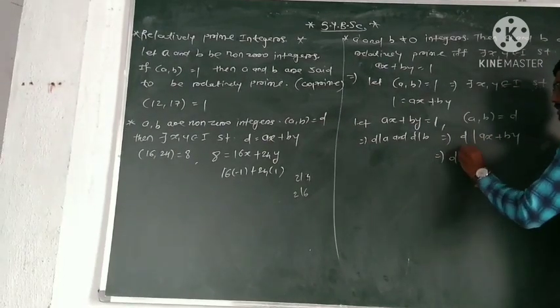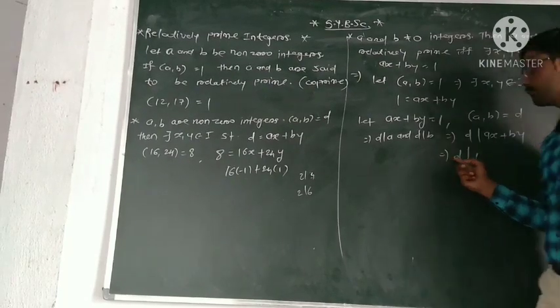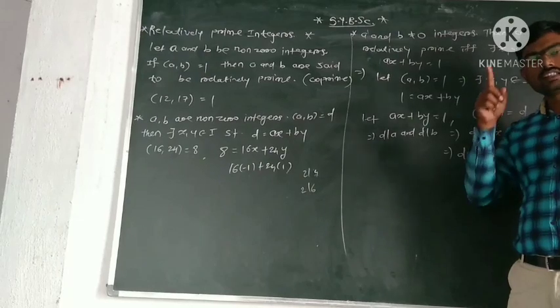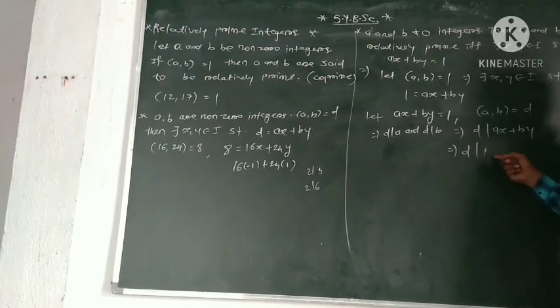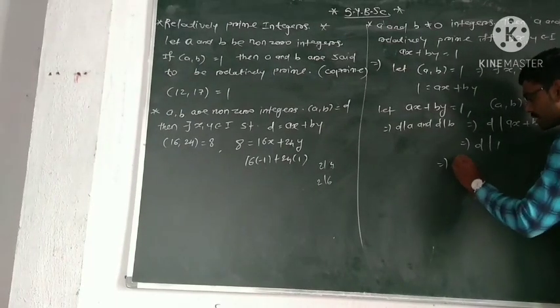This implies d divides 1, because the value of ax plus by is 1. But d is the greatest common divisor, so d must be non-zero. d is greater than 0 and d is dividing 1. So d must be less than or equal to 1. Now this implies d must be equal to 1.